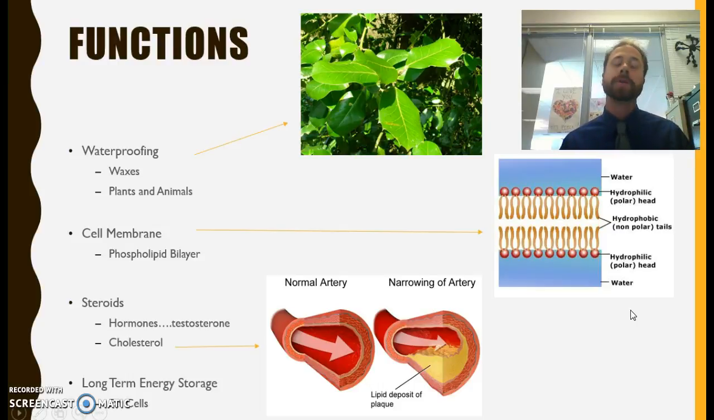There's also long-term energy storage, and that's with our fat cells. When our body has extra energy that it has taken in from what we have eaten, and it's not being used, the body can turn that into fat cells and store it long term.